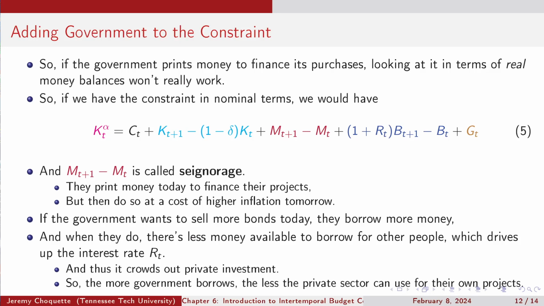Now that MT plus 1 minus MT in nominal terms is called seigniorage. That's where the government prints money today to finance their projects. But of course, they have to do so at a cost of higher inflation tomorrow.